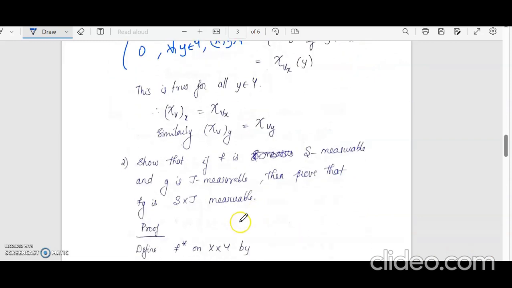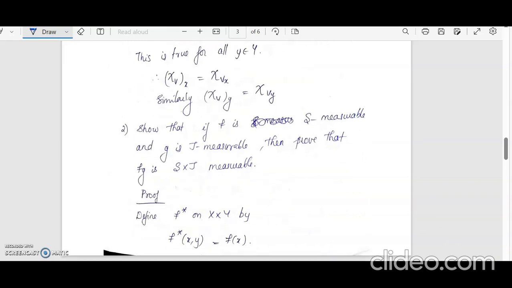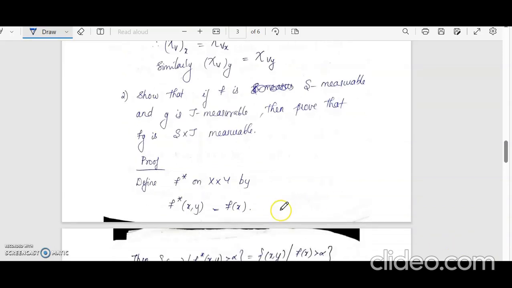Next we have a problem. We will show that if f is S measurable and g is J measurable, so we have two functions f and g such that f is S measurable and g is J measurable, then we will prove that the product fg is S cross J measurable. For proving fg is S cross J measurable, let us define a function f star on X cross Y by f star of xy equal to f of x.